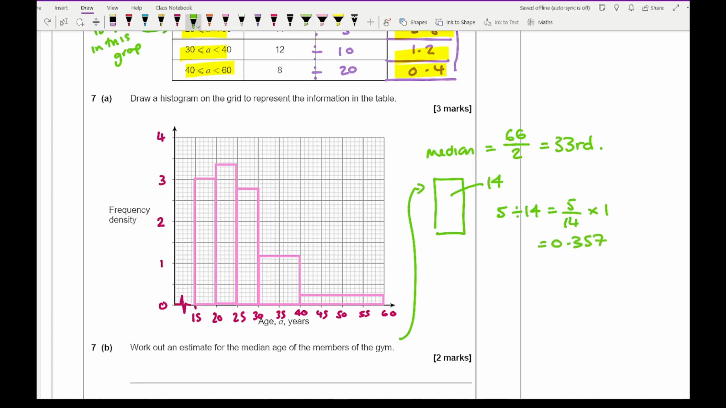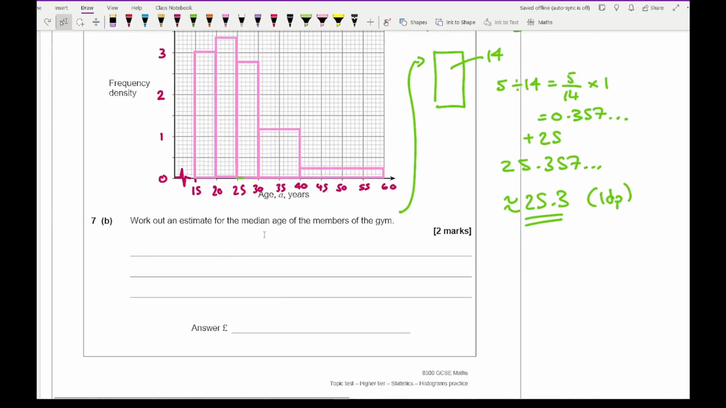0.357. So then all I need to do is add that to 25. If I add that to 25, I get 25.357 and so on. So the answer rounded is going to be 25.3, to 1 decimal place. Now, because you're dealing with people, in terms of age, that doesn't have to be a whole number, because it is a bit continuous depending on the scale that you're using. So I would leave it to 1 decimal place. Ignore the pound sign. I don't know what's going on with that.